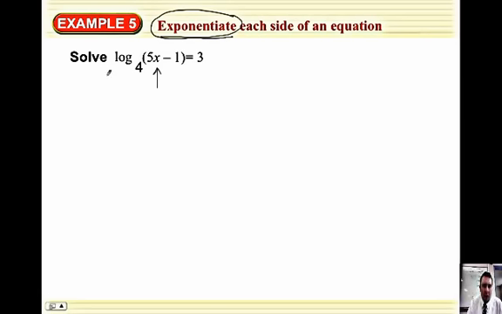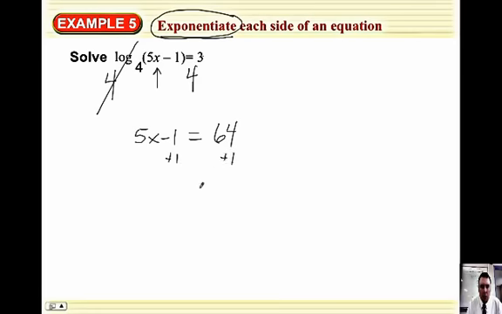So what I'm going to do here is I'm going to base this side by 4. So 4 to this power is equal to 4 to this power. See how these sides become powers. Now, what is 4 to the log 4? That cancels out, and you're left with 1 times 5x minus 1, which becomes 5x minus 1, equals 4 to the third. You know that answer. You should. 4 to the third is 64. There you go. That was the hard part. So whenever you get a log, you want to base both sides to get x by itself.